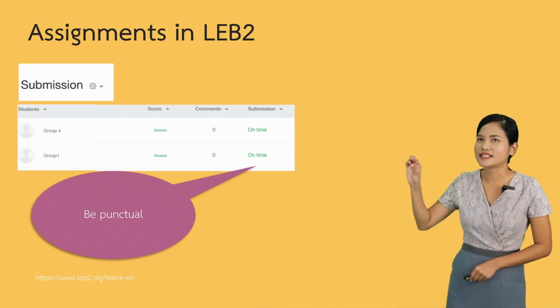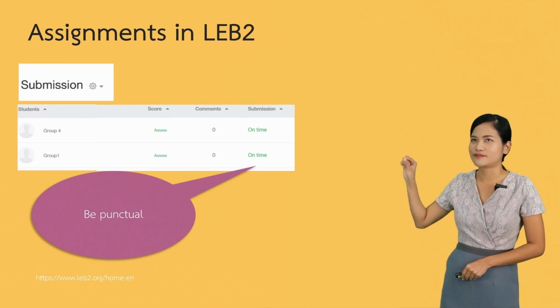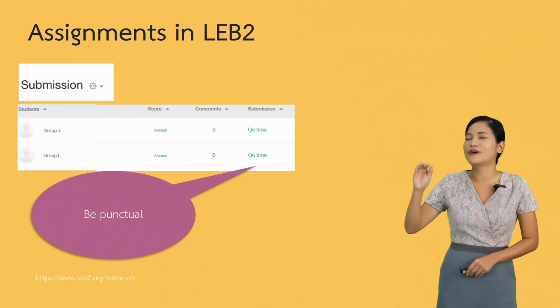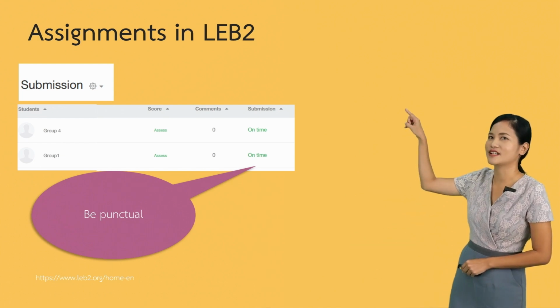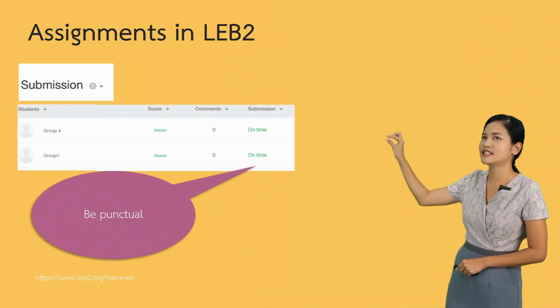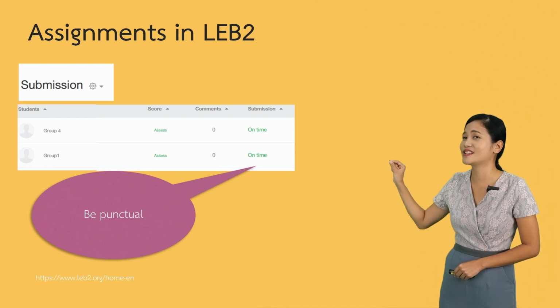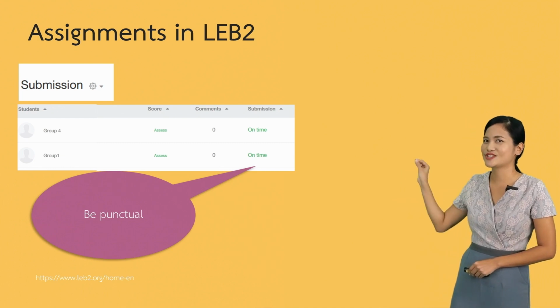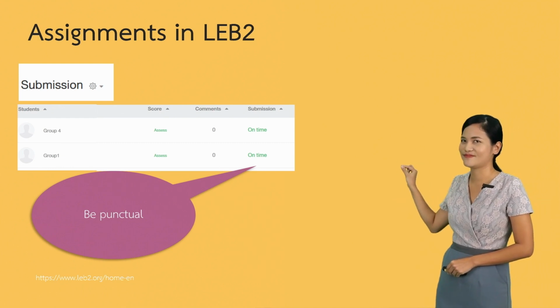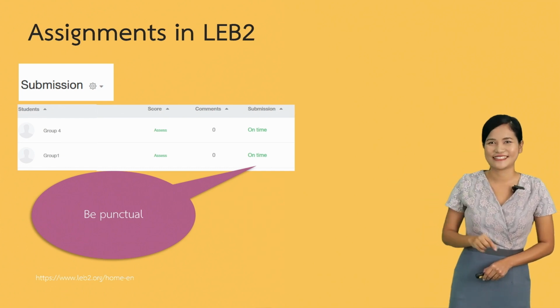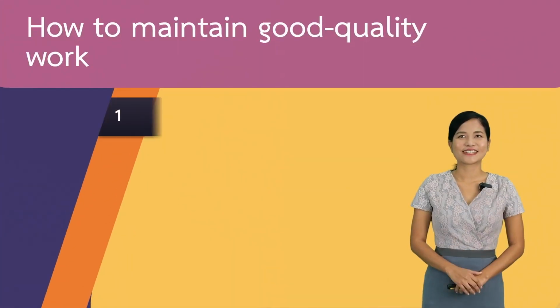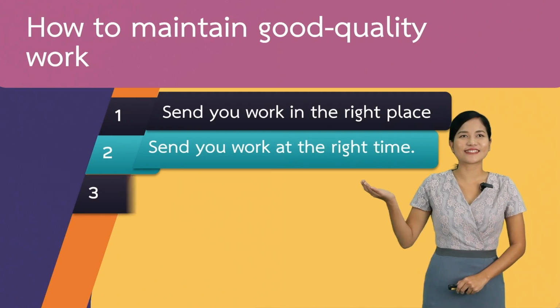And actually, the assignments in LEB2 is related to punctuality. So you need to be punctual. Look at the submission function, right? So when you submitted your work, your lecturer can see whether is it on time or not. So try to submit your work on time. Don't be late, okay? Because your lecturer can see. Yeah. Okay, and next, let's take a look at this.